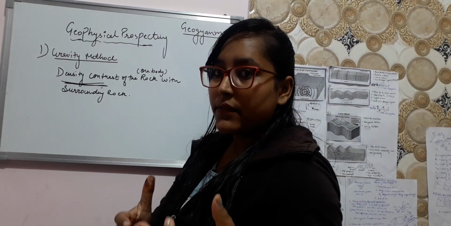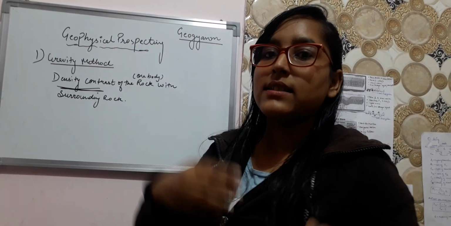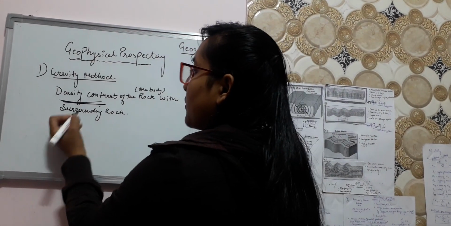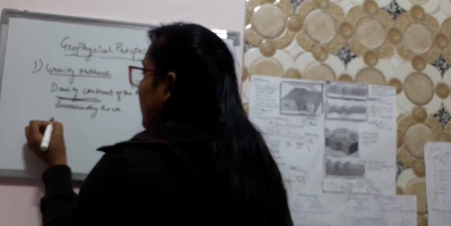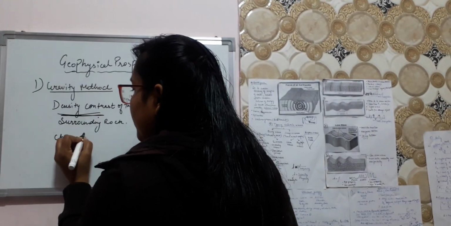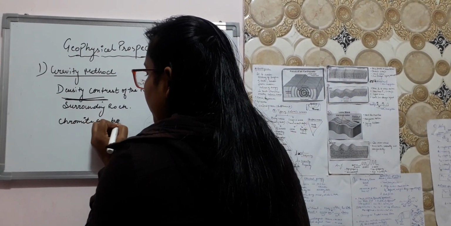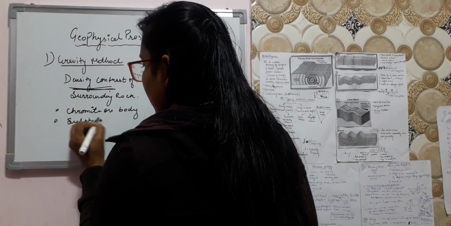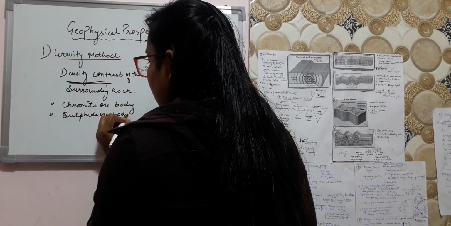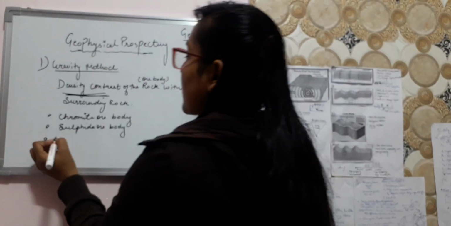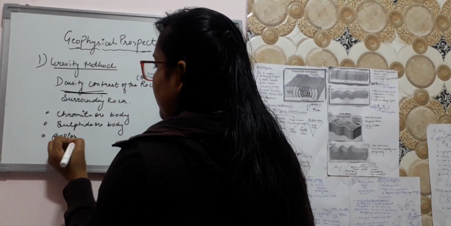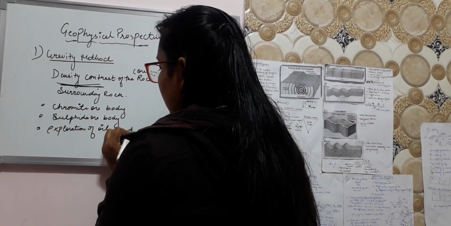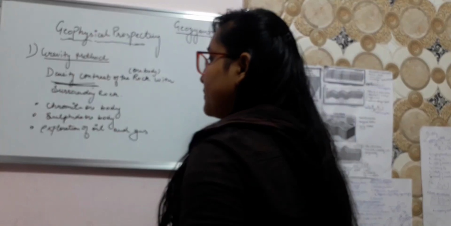There will be some density difference. One will be of high density as compared to the other one. So this is the density contrast, and the examples for density contrast are that it is used for the chromite ore body, sulfide ore body, and also for the exploration of oil and gas.